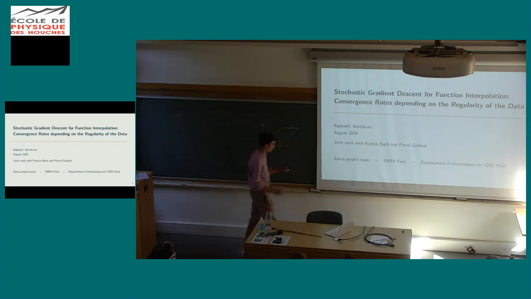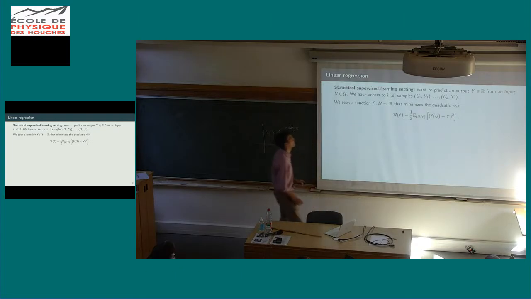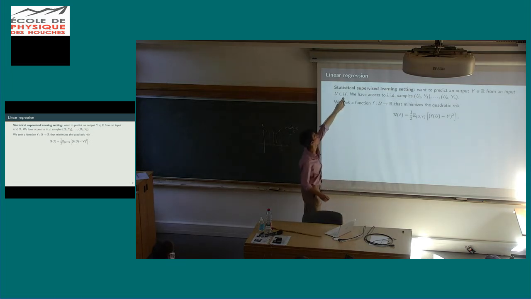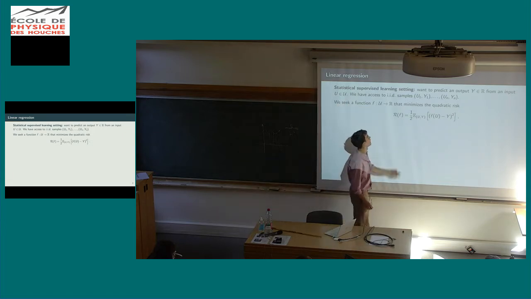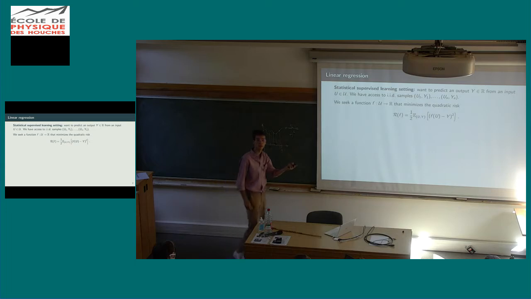And so I need to fix notation. Okay. So I want to do statistical supervised learning. So I want to predict an output from an input. And the input lives in my set without any structure, U. And I have access to IID samples, (U1, Y1) to (UN, YN). Okay? I want to find a function that minimizes the quadratic risk. Okay.